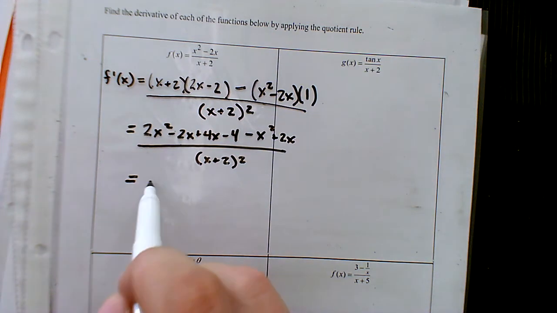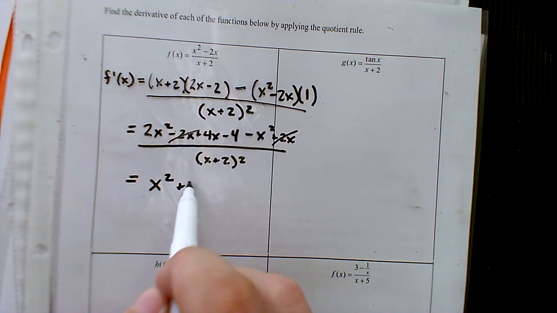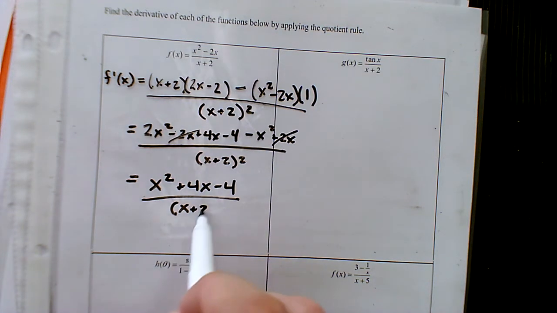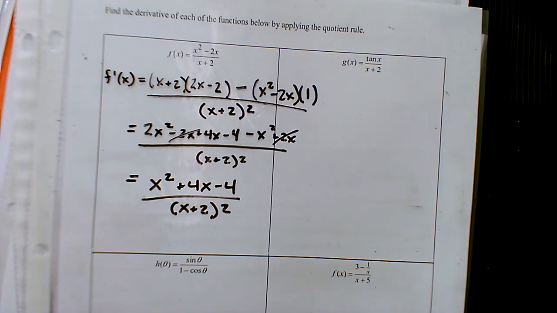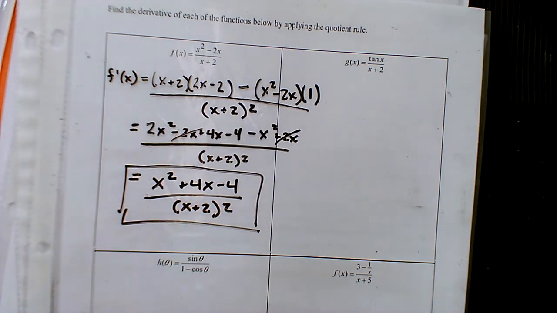So if we combine some like terms, looks like we get x squared plus 4x minus 4 all over (x plus 2) squared. I don't think we can factor the top, right? Two numbers that multiply to -4 but add to +4. No. All right, so I think we're good to go there. There's our simplified form. Okay.